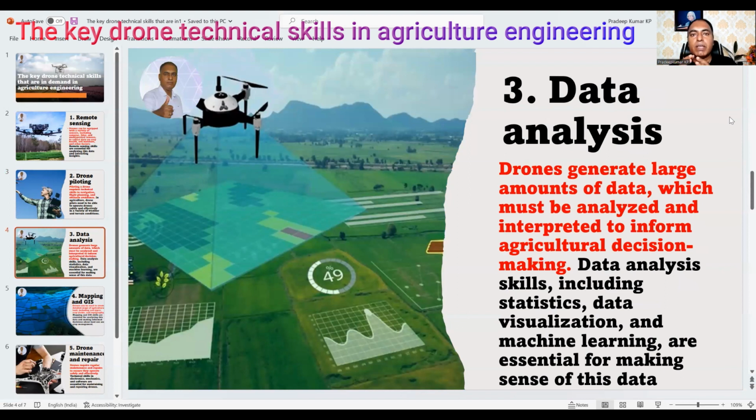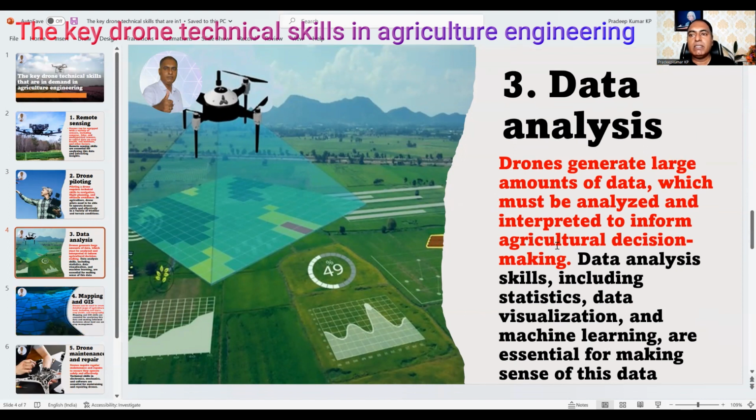The next one is data analysis. We can use drones to generate large amounts of data, which must be analyzed and interpreted to inform agriculture decision making. Data analysis skills including statistics, data visualization, and machine learning are essential for making sense of this data. So data analysis is another area where we require skilled people.